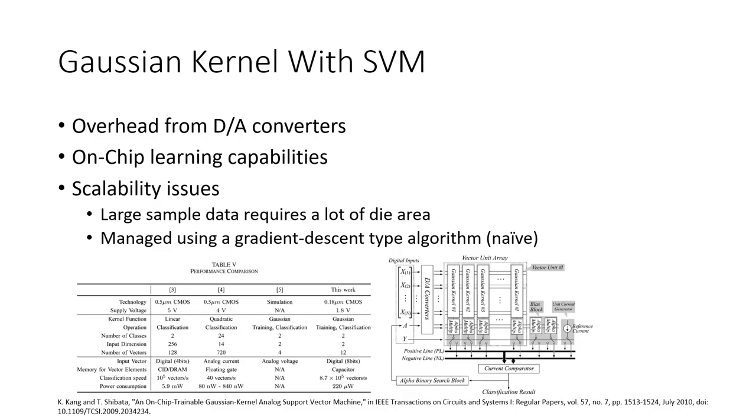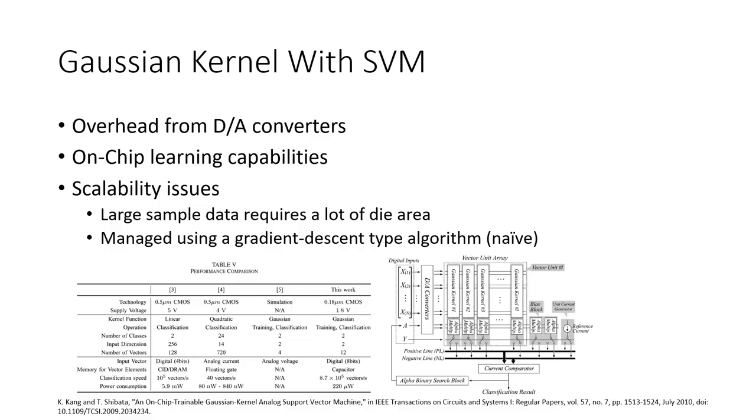One of the big uses for SVMs in this paper was a Gaussian kernel. There is overhead with digital to analog converters with this Gaussian kernel. There's on-chip learning capabilities, and they were talking about how there are scalability issues in the end with this Gaussian kernel. The large sample data requires a lot of die area, and they manage these scalability issues using a gradient descent type algorithm, which is a naive algorithm. It doesn't cover all cases.